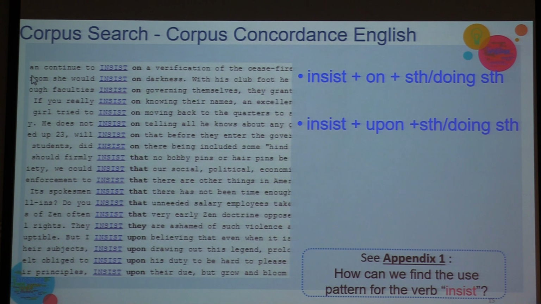So at this stage, you can show your students. See, it's very easy. You can't say "insist something." You have to say "insist on something or doing something," "insist upon something or doing something," or "insist that." Okay? All right. Later, you can perform this search according to Appendix 1.